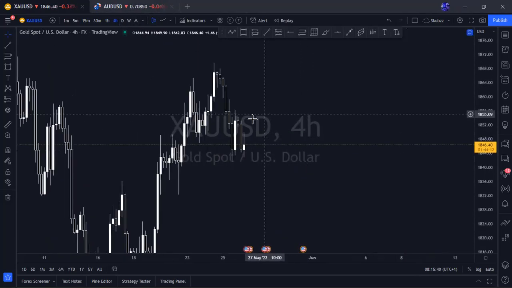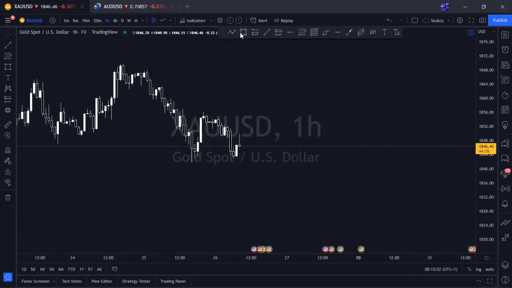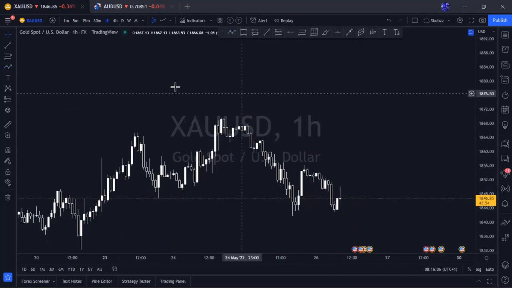If there was a break here, I'd be comfortable, but then there's no break. We are still retesting this point here. So if we have the break to the upside, then you can wait for the retest. That's basically it. We don't have a break yet.